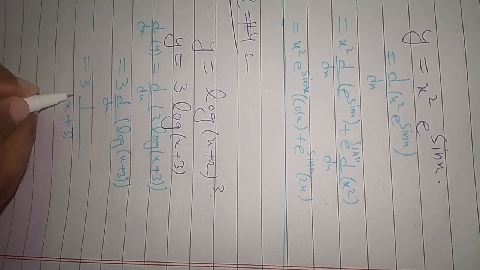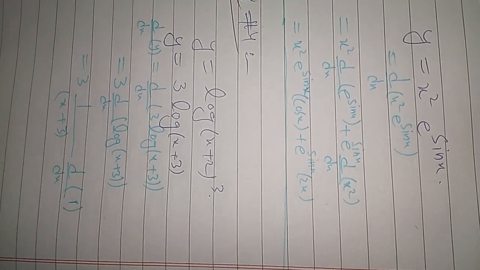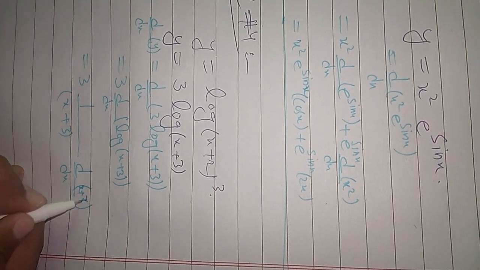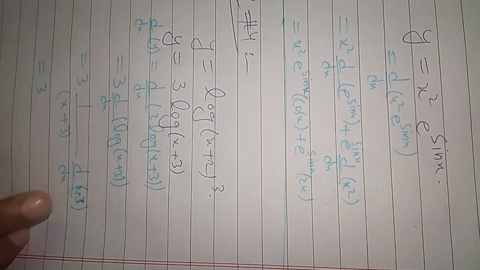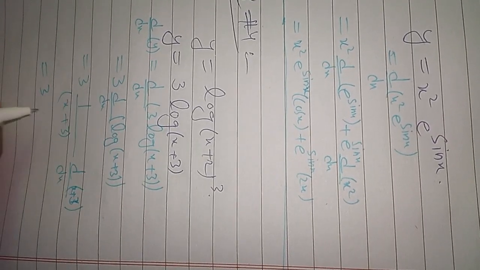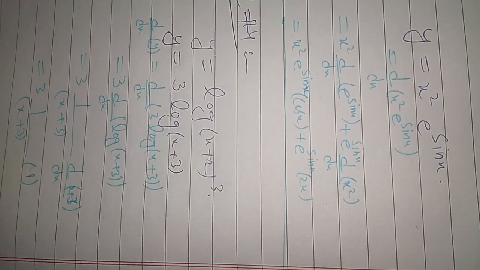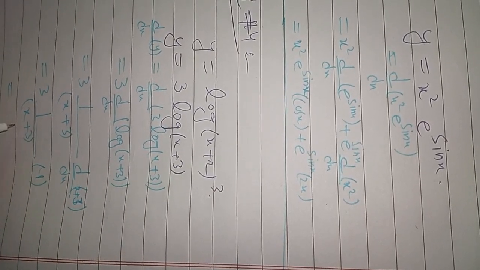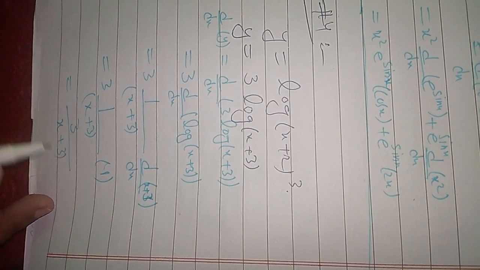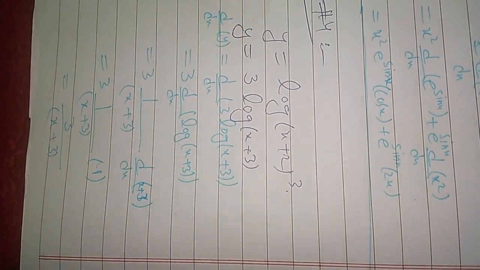and then we are going to take the derivative of the argument of the log, which is x plus 3. So now we know that the derivative of x plus 3 is 1, so you know that the answer will be 3 into 1 over x plus 3 into 1, and after solving this we know that the answer will be 3 over x plus 3.